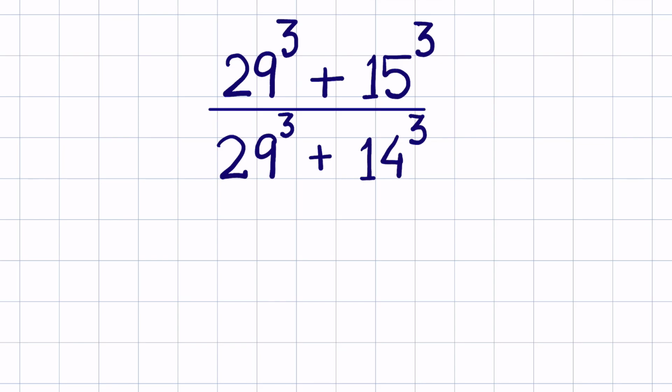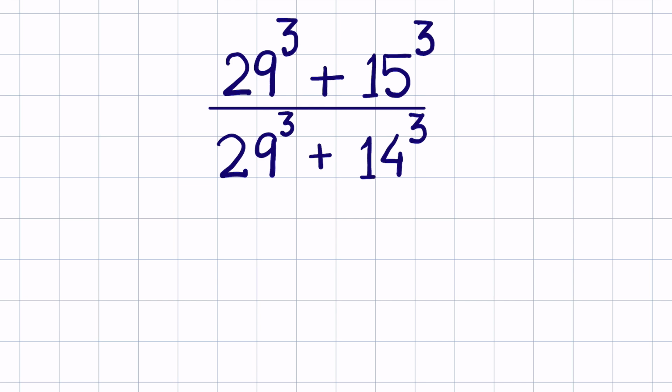29 cube plus 15 cube upon 29 cube plus 14 cube. How to solve this without using a calculator? So we will use some algebra here to solve this question, and that will be so much fun. Now 29 cube, if you focus, 29 is the sum of 15 and 14. So we can write 29 as (15 plus 14) whole cube.